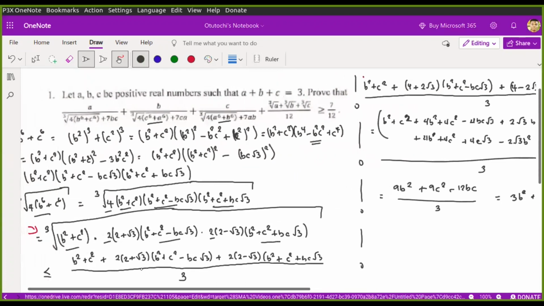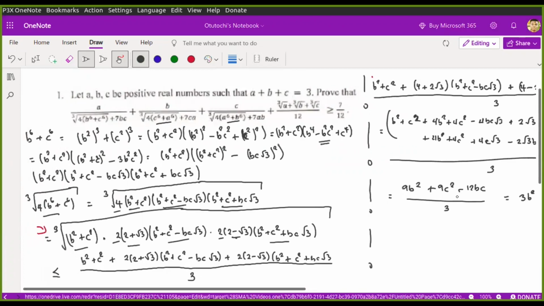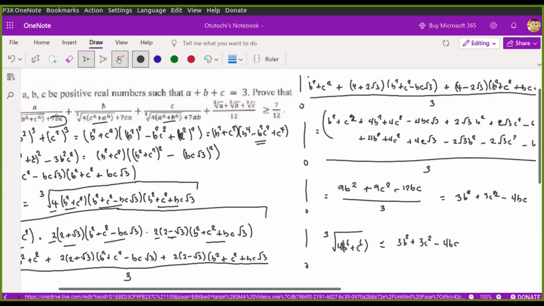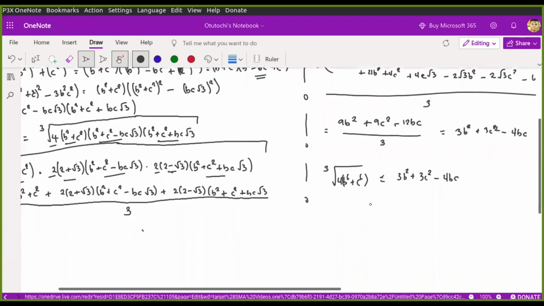So you can see that it simplified rather too nicely. That's one of the reasons for the initiative of bringing in 2 plus root 3 and 2 minus root 3. So from this, we can draw the conclusion that the cube root of 4(b^6 + c^6) is less than or equal to 3b squared plus 3c squared minus 4bc. Now we have something nice to work with. Remember that we still have 7bc here, so we can easily add that.